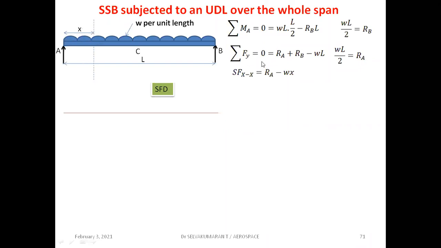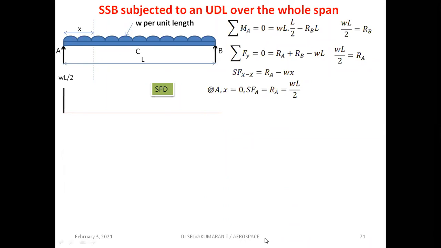This UDL is acting downwards, so negative. We are proceeding from the left hand side, so upward is positive, downward is negative. At A, X is 0. Substituting X equal to 0, the shear force at A is nothing but RA, which is equal to WL by 2. So RA is shown by a vertical line moving upward, because it is positive.